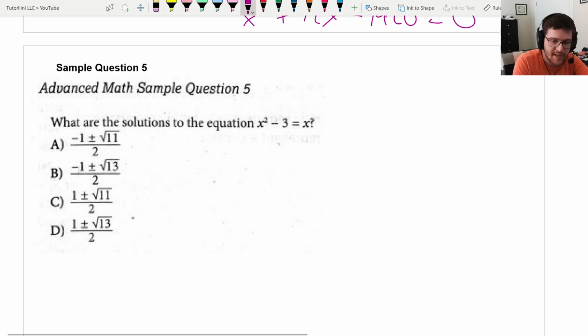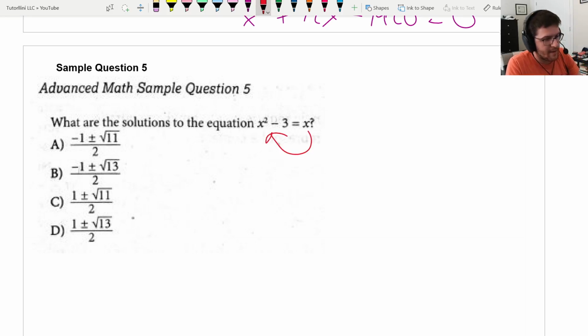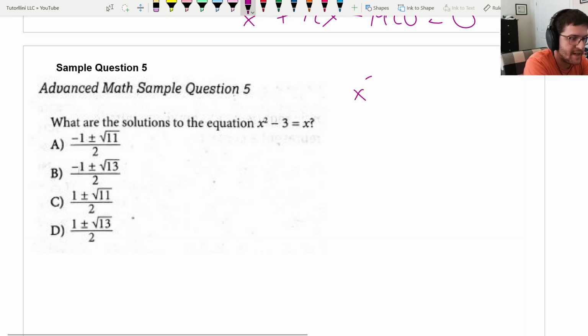Okay, this one's not so bad. So we're going to first put it in standard form. We got to move this guy over here. To do that, we're going to subtract x from both sides. So we get x squared minus x minus 3 equals 0.